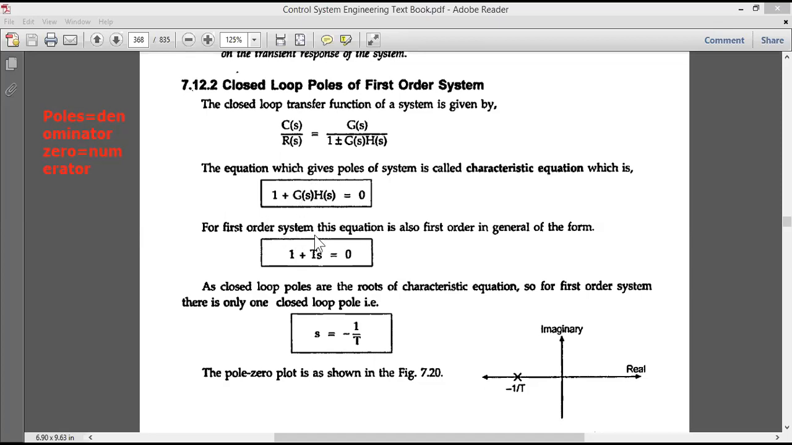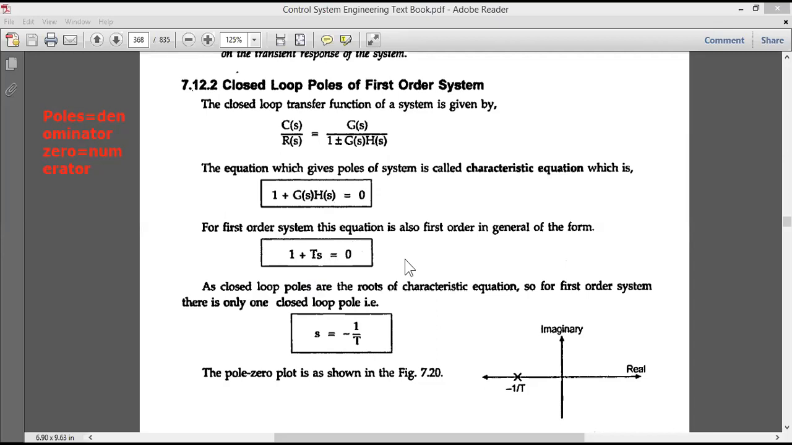Now for the first order system, this equation is also first order in the general form, and it is given by 1 plus Ts is equal to 0. In this first order system, if I make H of S equal to 1 and G of S equal to T, and equate it to 0, then the order of the system will be first order, in the general format 1 plus Ts is equal to 0. This will give you the first order system.